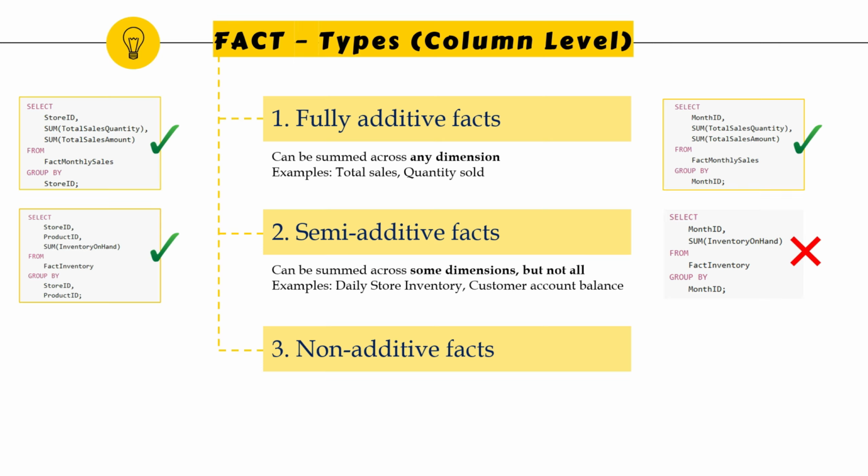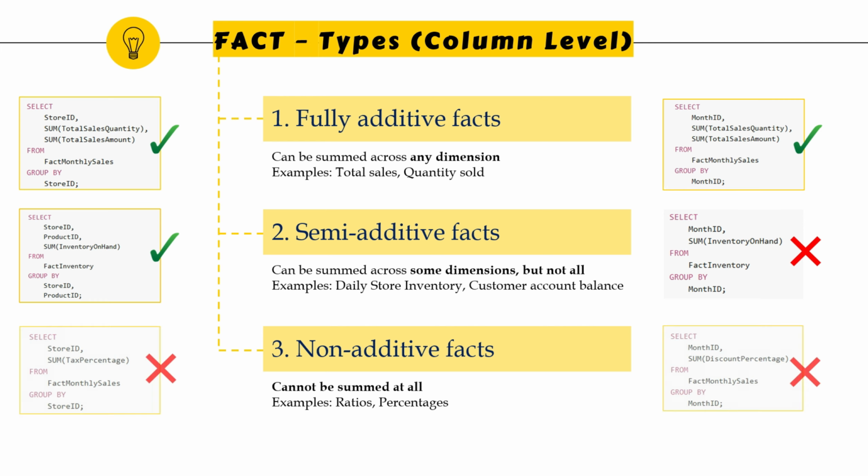Another example is a daily customer account balance. You can sum balances across customers, giving you the total customer balance for the financial institution on that day. But you can't sum across days, because adding today's balance to yesterday's balance is meaningless. Finally, there are non-additive facts, which cannot be summed at all, like ratios or percentages.